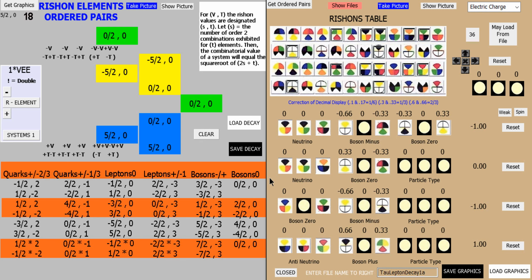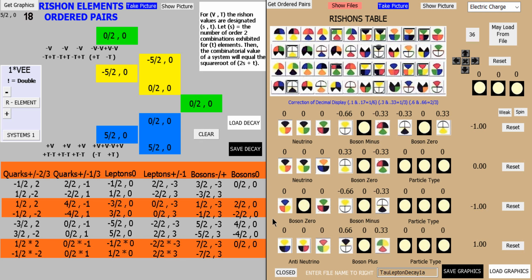Now, if we look at the decay products, we can look at the tau neutrino, and we'll see that again on the generic neutrino, we have an electric charge of 0. And now on the scalar boson 0, we have the electric charge on the component rishons of plus 1/3 and minus 1/3, which gives us also 0. So the total electric charge on the tau neutrino will be 0.